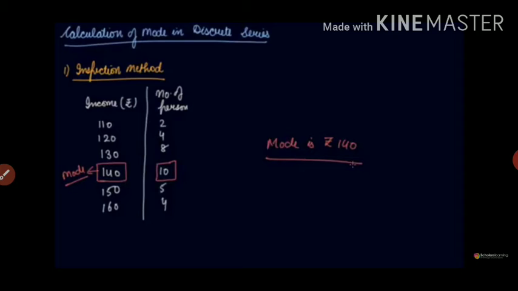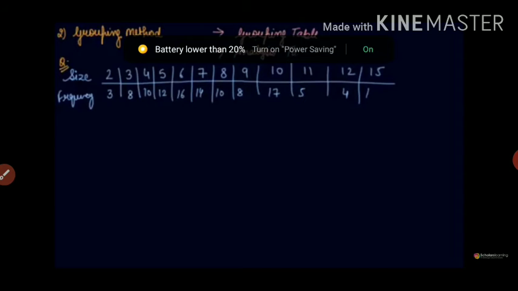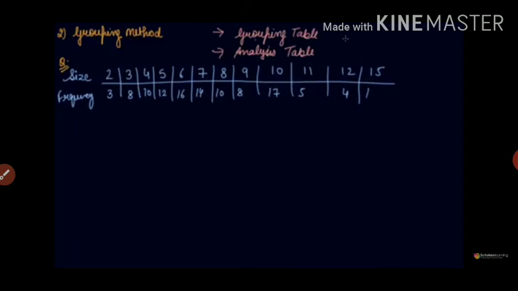The second method which we will study is the grouping method, which is the most important and a bit difficult method to understand. So do understand it very properly. This is the question. In the grouping method, we'll make two tables. The first is your grouping table in which you will group the data, and the second table will be the analysis table in which you will do the analysis and find out the mode value.